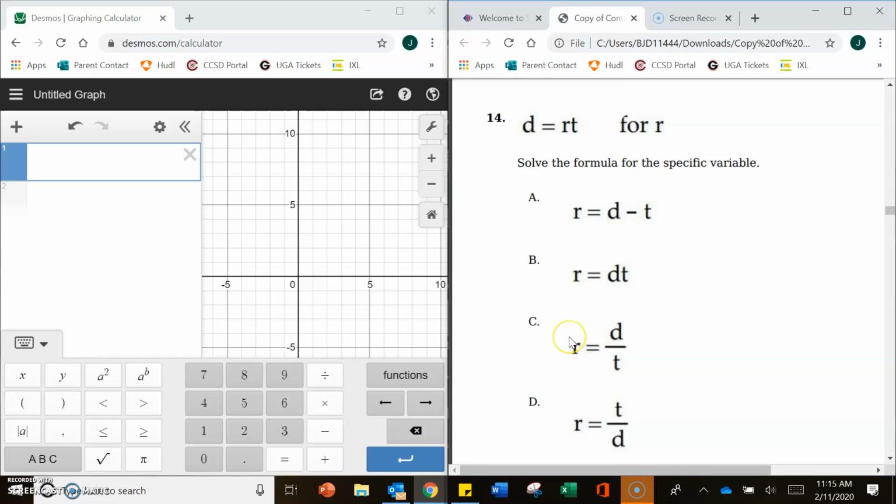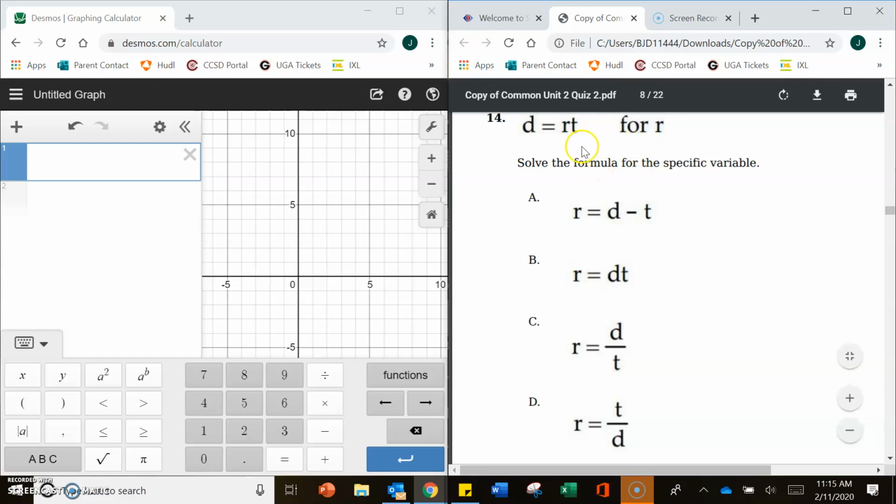Questions? Yes, it does matter, all right? Because you got to divide both sides by t. So it would be d divided by t.